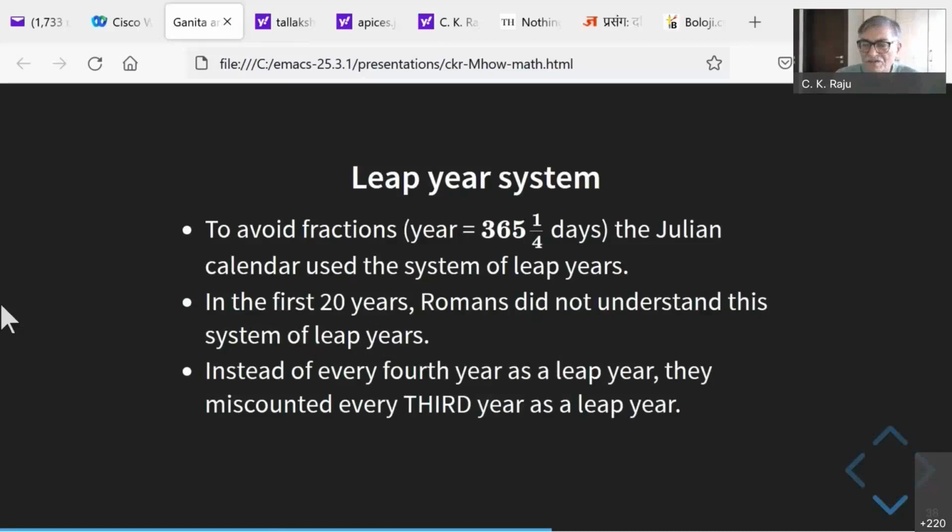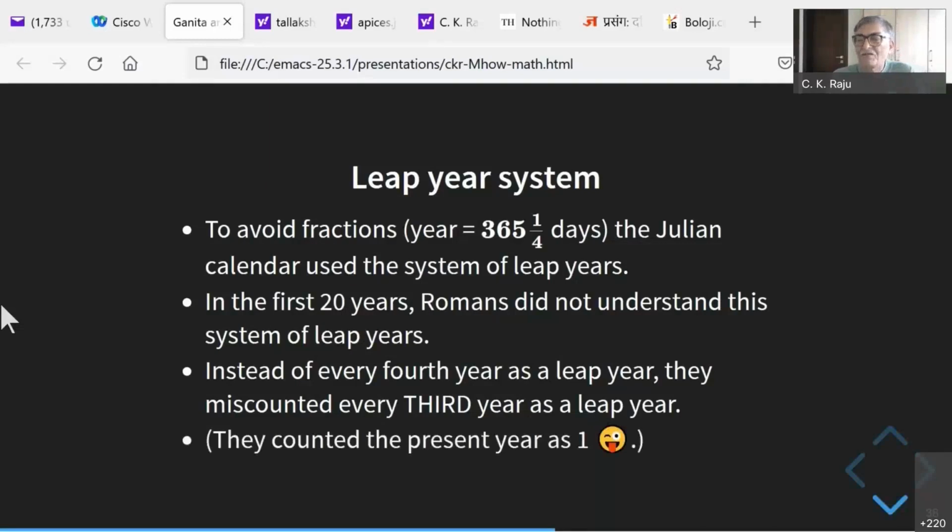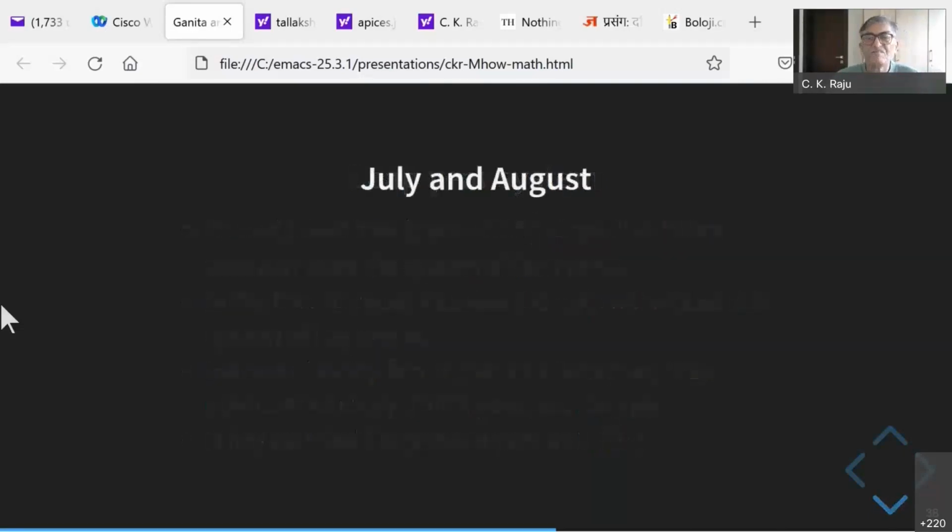And you know why August is called August? Because Augustus Caesar was the first to understand that you should count every 4th year, and they counted starting from the present year as 1. So the 4th year came out to be the 3rd year. So this went on for 20 years. They were that bad at counting. They did not understand the concept of leap year or fraction.